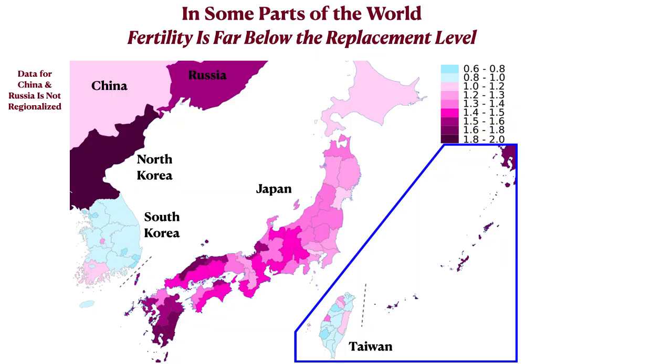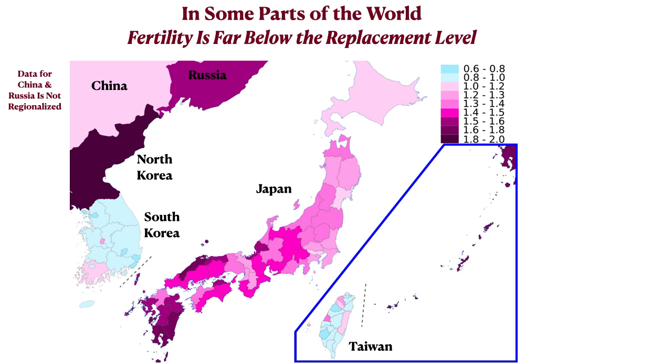There are whole regions of the world with very low fertility. This is a Wikipedia map showing birth rates in Eastern Asia. We have Japan, South Korea, North Korea, a little bit of China and Russia, and Taiwan as well. You can see most of South Korea below 0.8. If you look closely, you can see Seoul and several other big cities in South Korea below 0.8. Almost all of the country below 1. Most of Taiwan below 1.